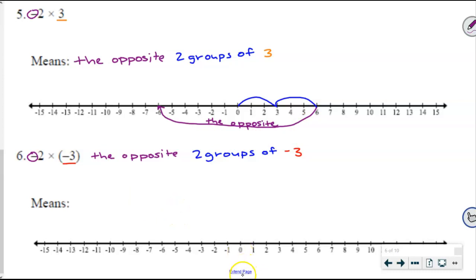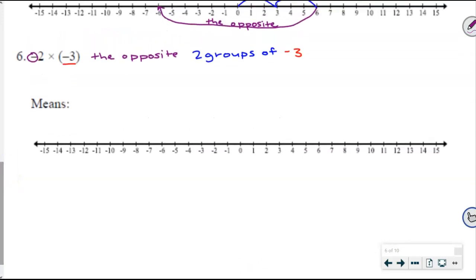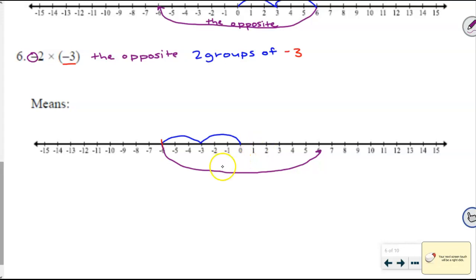And again, on number 6, I cannot model the opposite of 2 groups of -3 until I have modeled 2 groups of -3. So here's my first group of -3, here's my second group of -3. So 2 groups of -3 is -6. But now I'm ready to model the opposite of -6. Swing around over here to the positive side, and label it: the opposite of -6 is a +6.